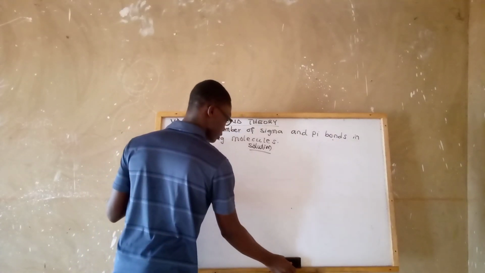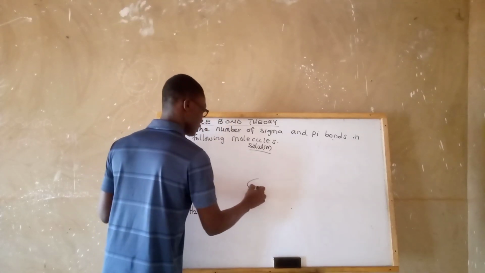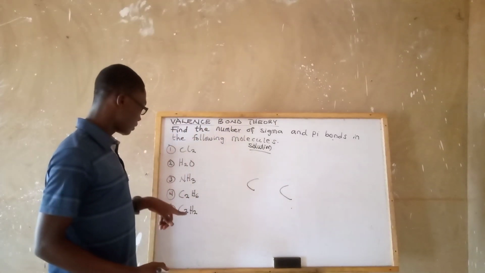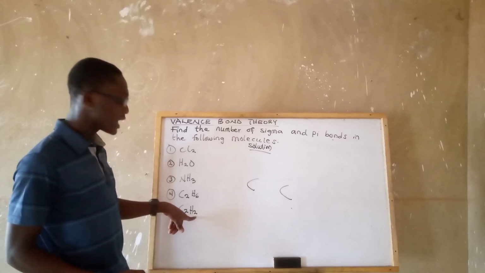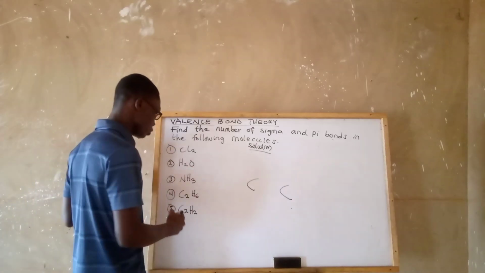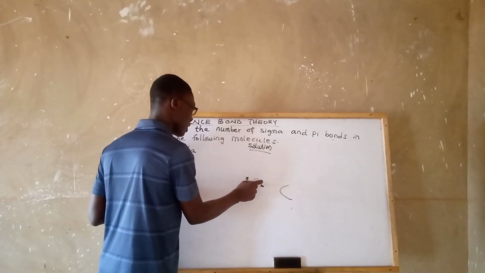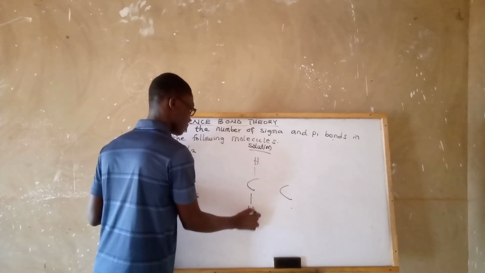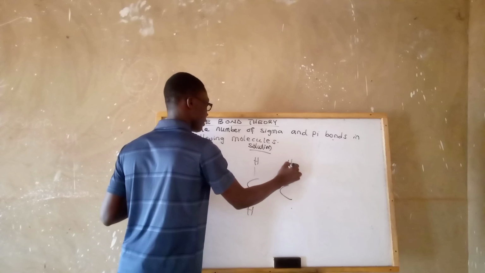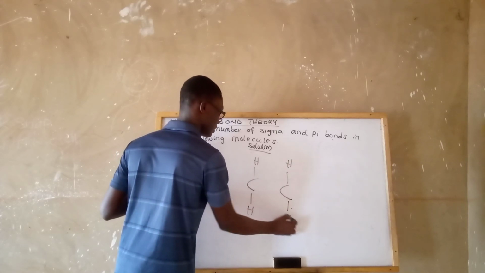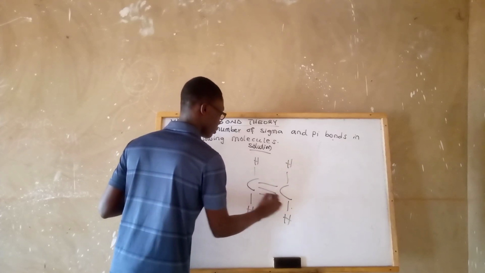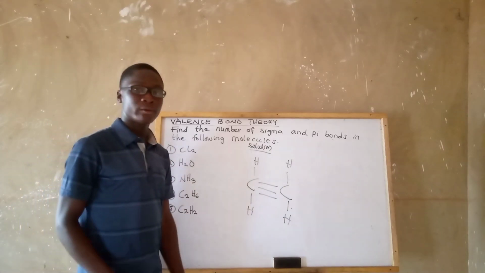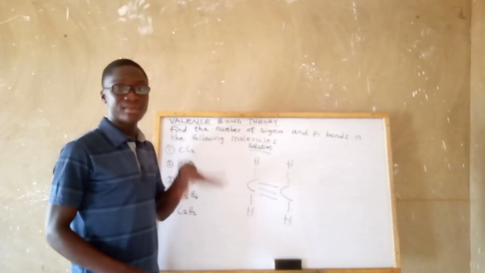So for C2H2, we have two atoms of carbon and two atoms of hydrogen. So C2H2, we have one bond here, one bond here, one bond here, one bond here, and three bonds here. Now for this one, let's show the number of sigma bonds and pi bonds.